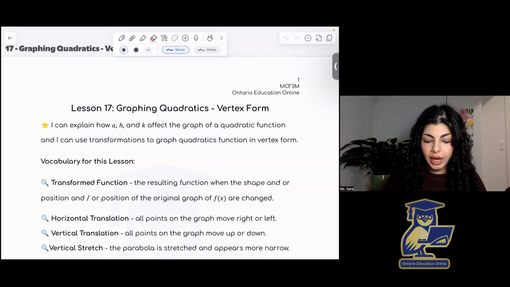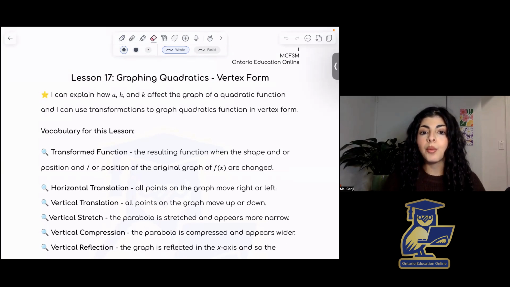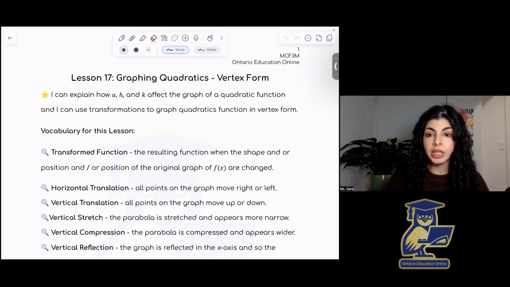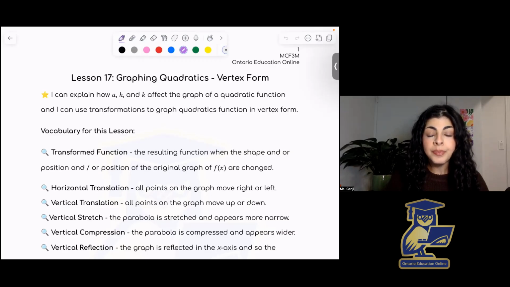Before we start looking at the transformations, we're going to go over some of the vocabulary you need for this lesson. Starting with transformed function: this is what we call a function when the shape or the position has changed in comparison to the original parent function. For example, when we're looking at quadratics, our parent function is x squared, so f of x is equal to x squared. Any transformation to that graph is going to be the transformed function of the quadratic.